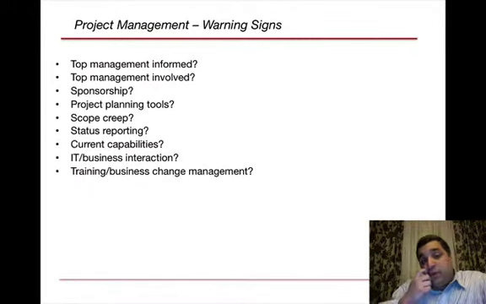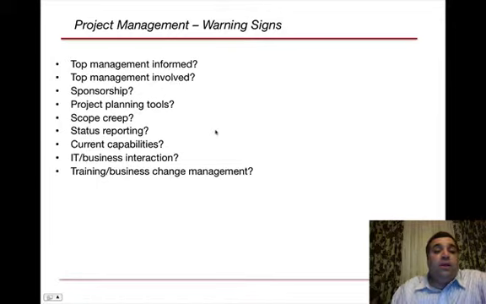Some of the warning signs in project management: was top management informed? Were they involved? Was there sponsorship? Was there scope creep? All these things are important for project managers to deal with. Hopefully they do it well. But if they don't, that's a whole other story, usually seen in failed projects.